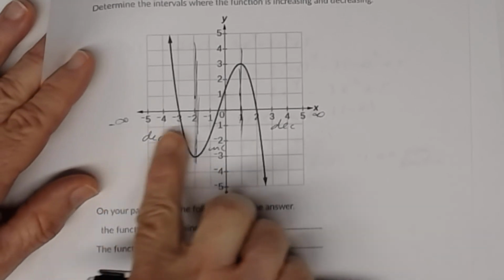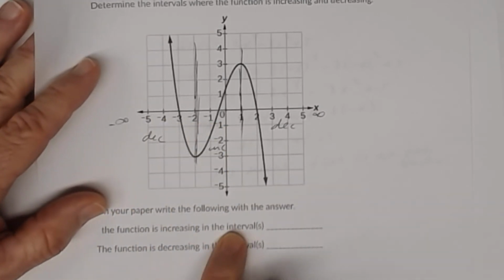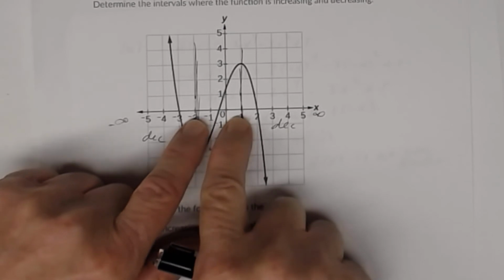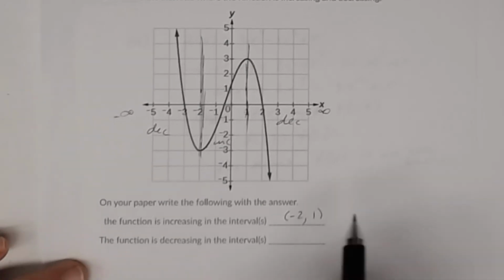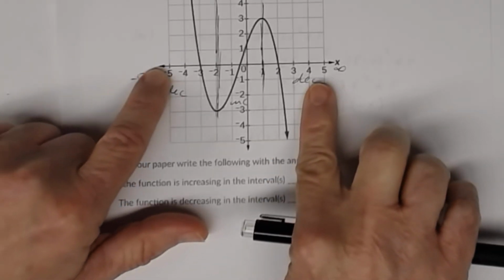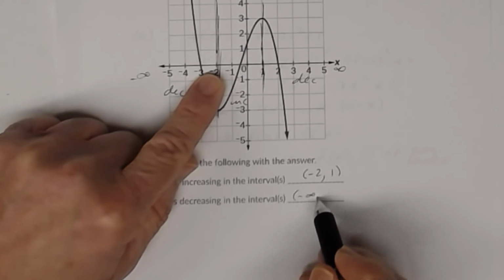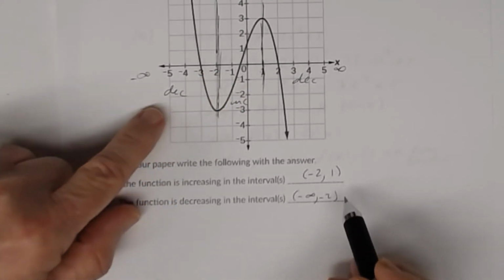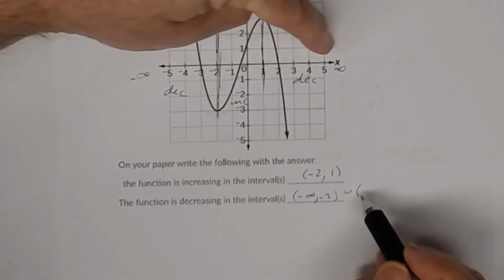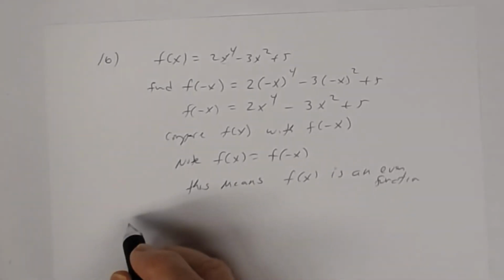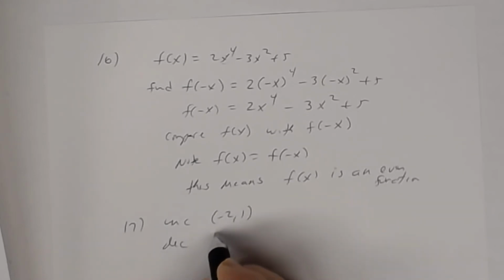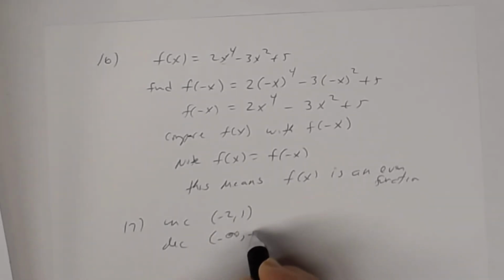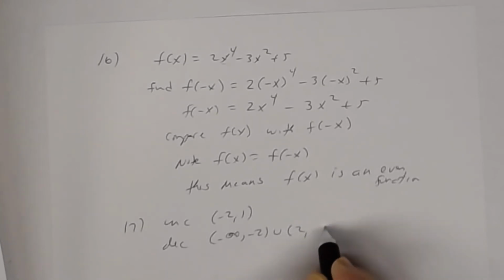Now you take this information and put it here. Where's the function increasing? It's increasing only in the interval from negative 2 to 1, and we'll always use open intervals here. It's decreasing in 2 intervals, though: negative infinity to negative 2. Always go from left to right, smallest to largest. Union, and then 2 to infinity. All right, so that was the answer to 17. 17 is increasing from negative 2 to 1, and decreasing from negative infinity to negative 2, union, 2 to infinity.